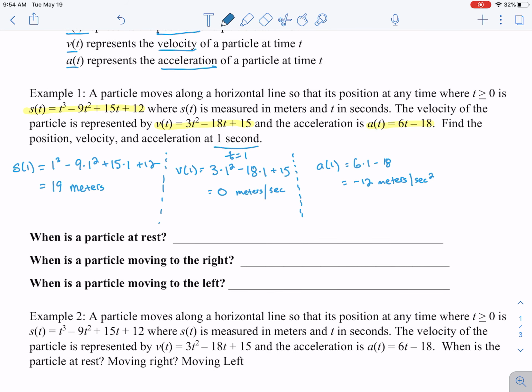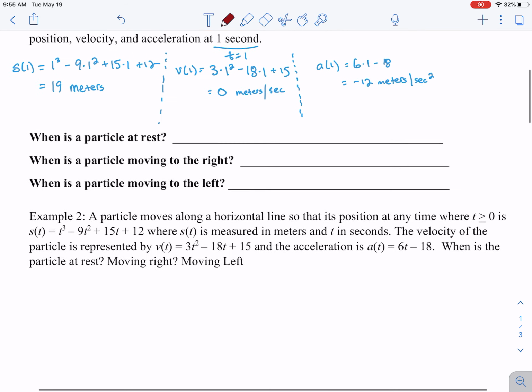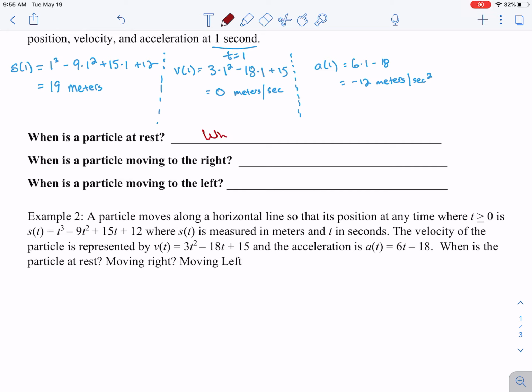Okay, so this is the part where you start getting asked something a little more complicated: when is a particle at rest? That's when you set the velocity equal to 0. That's how you figure out when the particle is at rest. So it's velocity equals 0, and then you solve for t. When is a particle moving to the right? That's when the velocity is positive. And when is a particle moving to the left? That's when the velocity is negative.